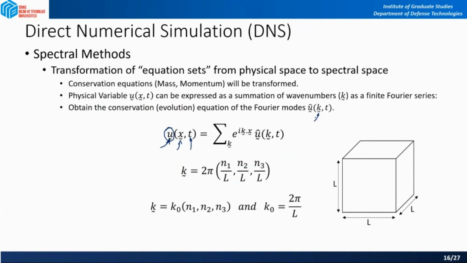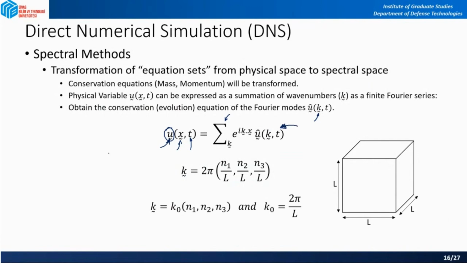So if you use a finite Fourier series, you can actually represent this u tilde as a summation of some wave numbers, right? And this equation is, as I said, a finite Fourier series. This is the finite Fourier series representation of the original physical velocity vector, u tilde. So basically, if you write the conservation equation for u tilde, in that equation, you replace u tilde with something like this that you see.